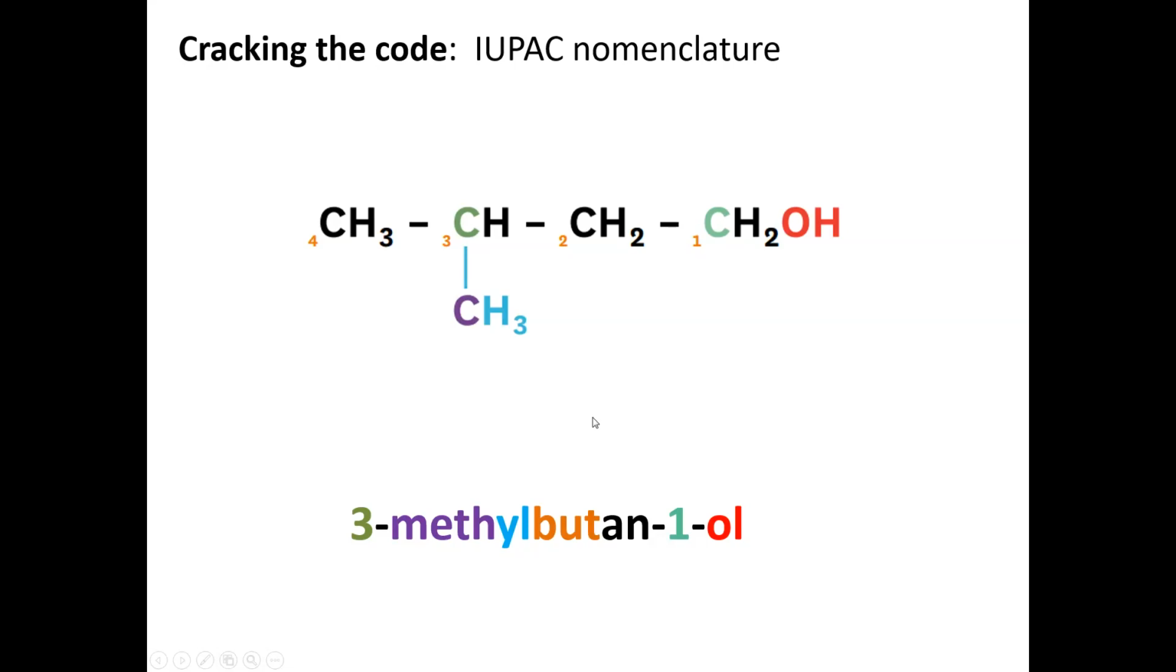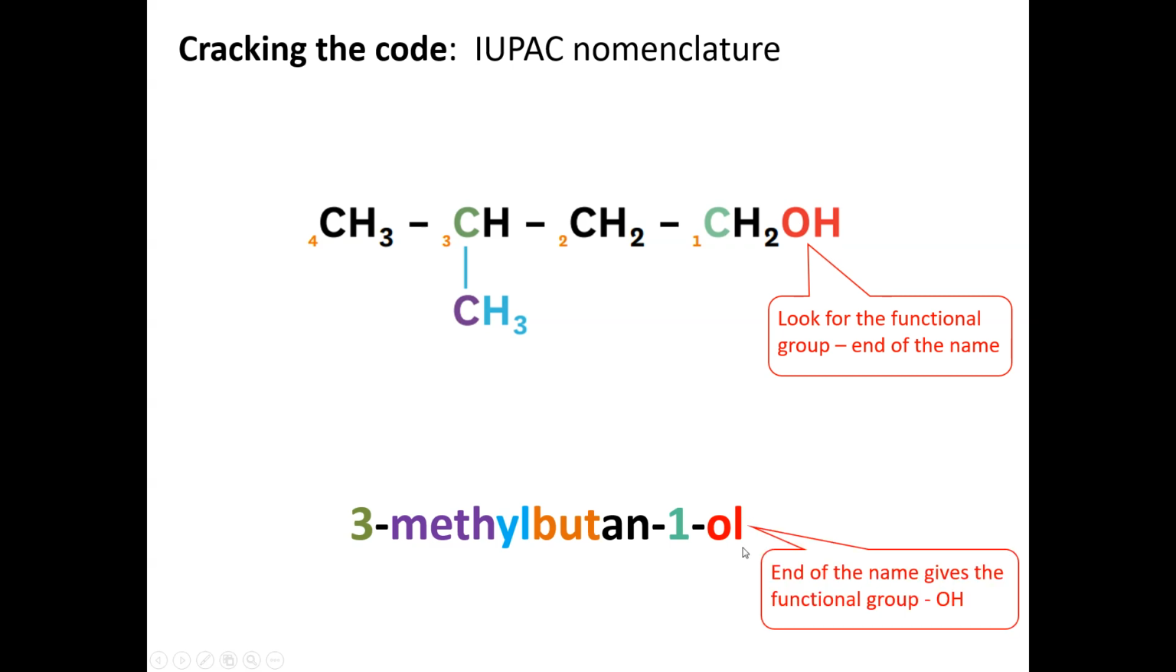Kia ora. Let's crack the code of IUPAC nomenclature. So this is for organic molecules and naming organic compounds. So here's an organic molecule and its name. How do they relate? The first thing you always look at is the functional group. And in this case, we've only got one functional group and it's an alcohol, so it would end in -ol.